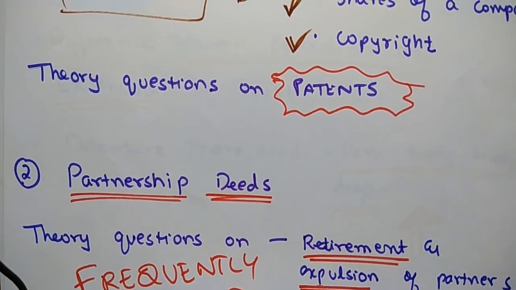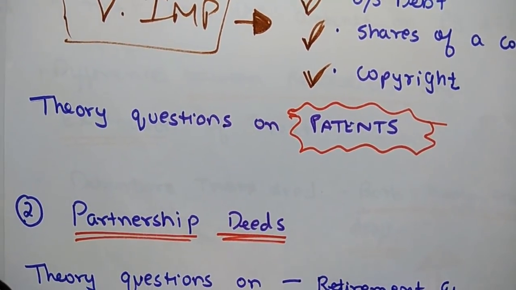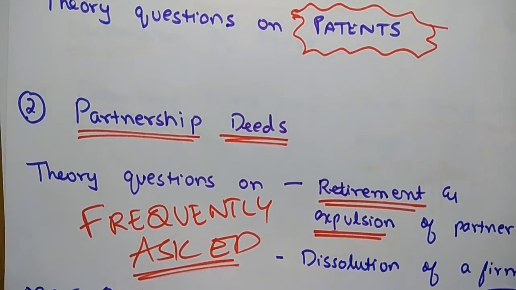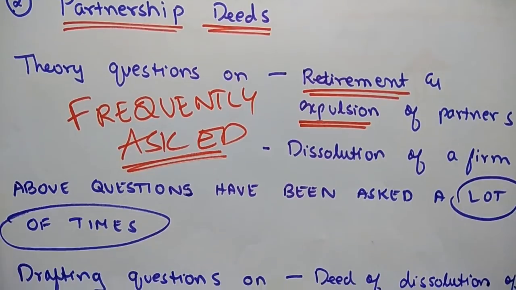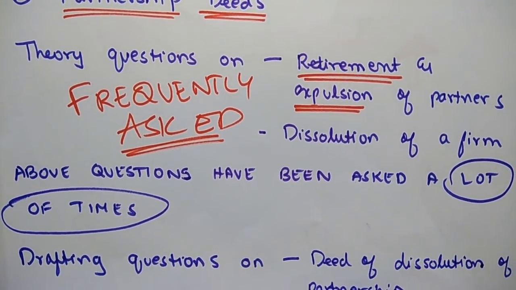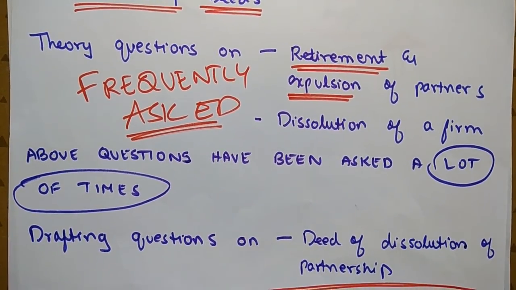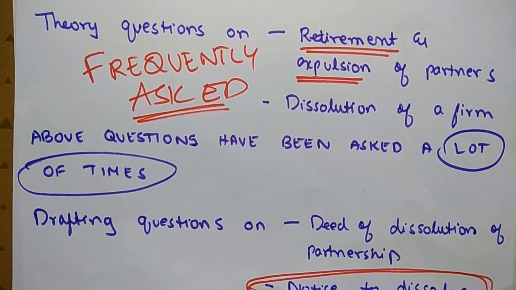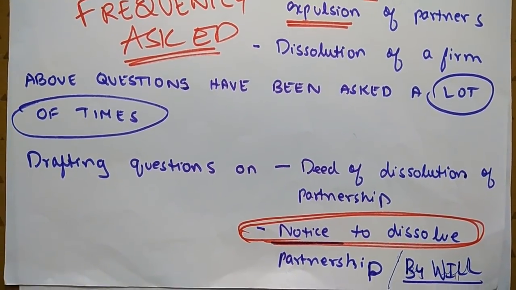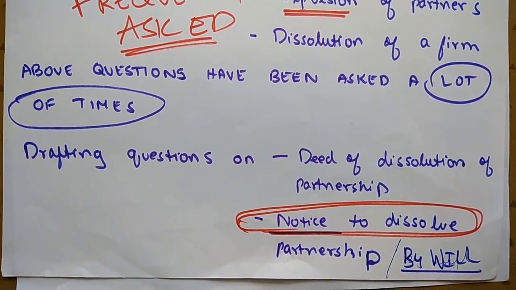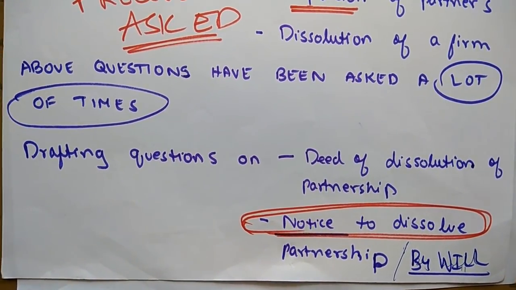Second is the topic partnership deeds. Frequently asked for theory under partnership deeds are retirement and expulsion of partners and dissolution of a firm. Drafting question asked under partnership are drafting of deed of dissolution of partnership and then notice to dissolve partnership, and next is notice to determine partnership at will.